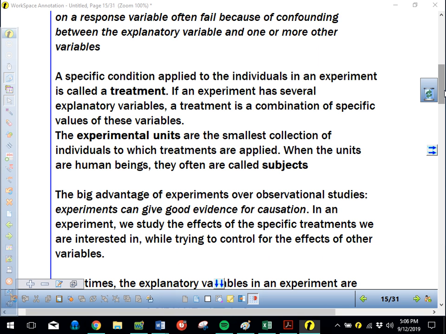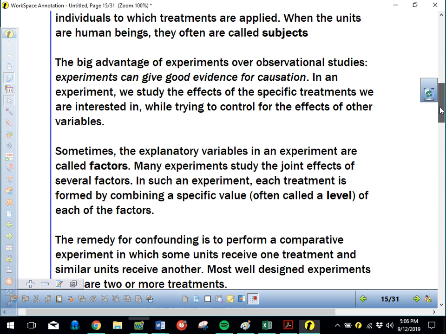But if an experiment has several explanatory variables, a treatment is a combination of specific values of these variables. So you could have lots of different treatments and not just limit yourself. Experimental units are what we are applying the treatments to, and we call them subjects when they're human beings. The big advantage of experiments over observational studies is experiments can give good evidence. We have reason to believe that when we did this, it caused this, especially when we have a control group in there, because you have something to compare it to, and so we like comparative studies.